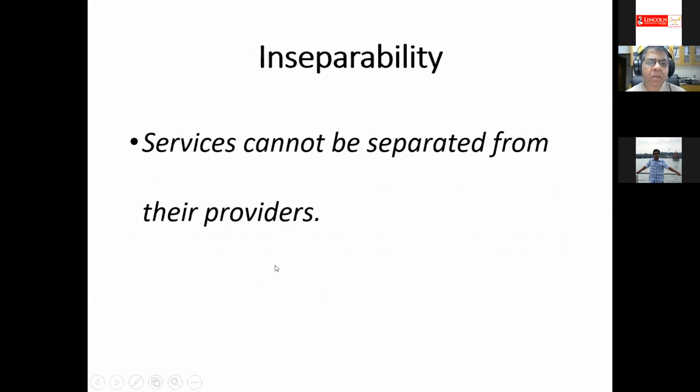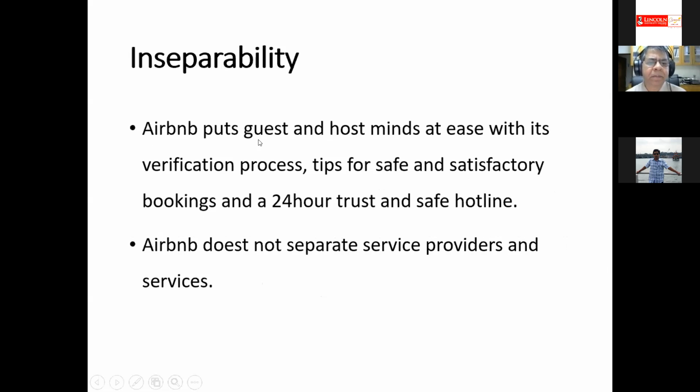And inseparability: service cannot be separated from its providers. Airbnb puts guests' and hosts' minds at ease with its verification process, tips for safe and satisfactory bookings, and a 24-hour travel and safe hotline. Airbnb does not separate service provider and service. Airbnb always links service providers and service through the 24-hour trust and safety hotline.